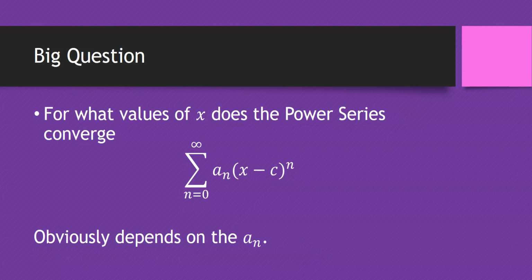Now, the big question of this section is the convergence of power series. Obviously, it's going to depend heavily on the coefficients of the power series. So we're going to look at a bunch of different power series and at their convergence. And then in the next couple of sections, we're going to ask ourselves, how can I come up with a certain type of power series?